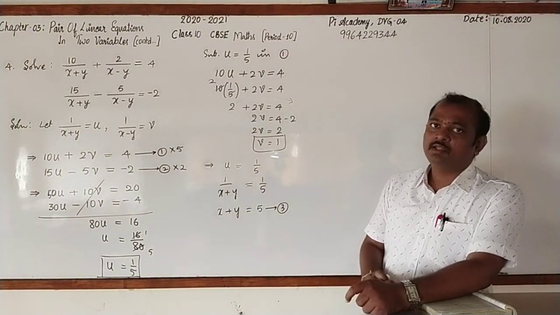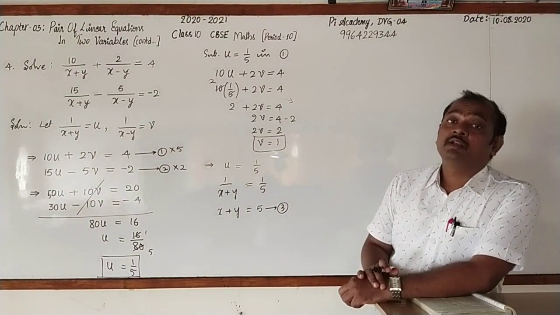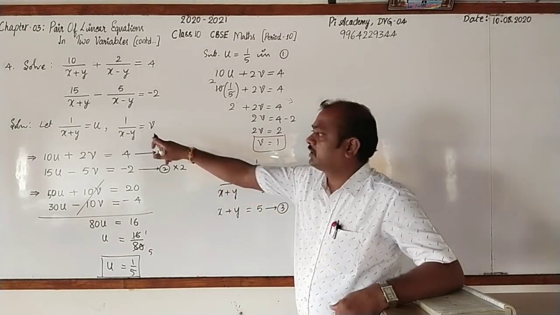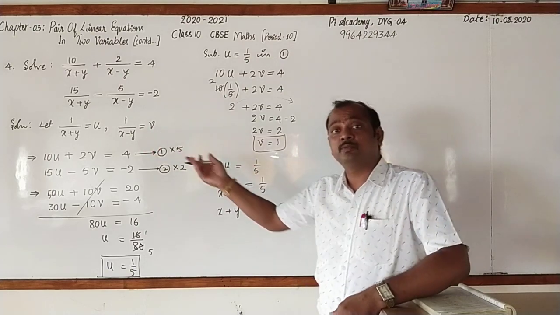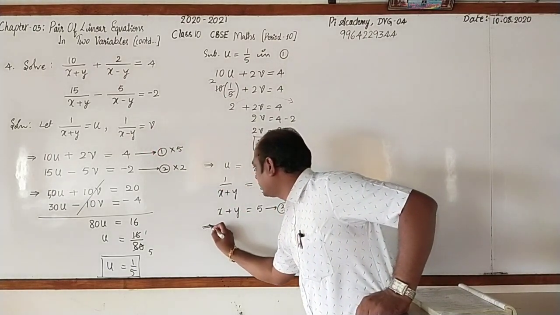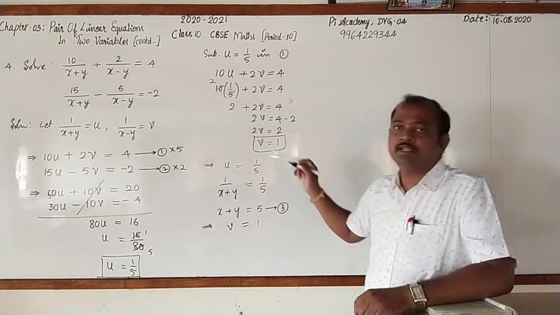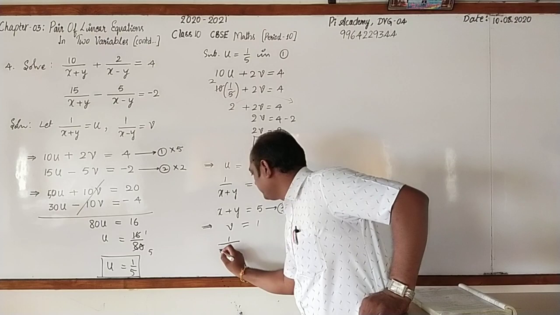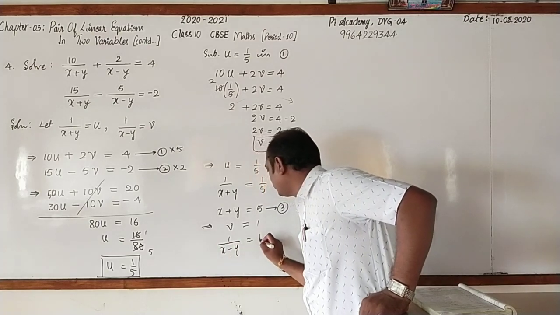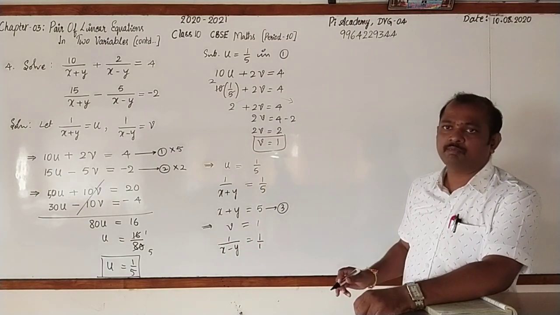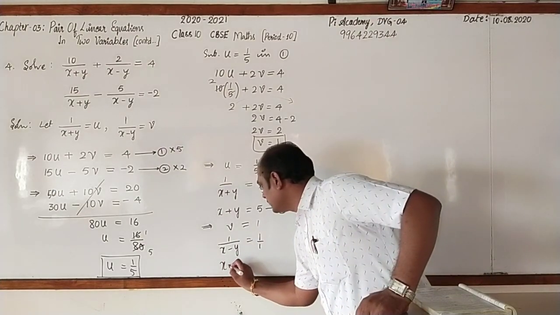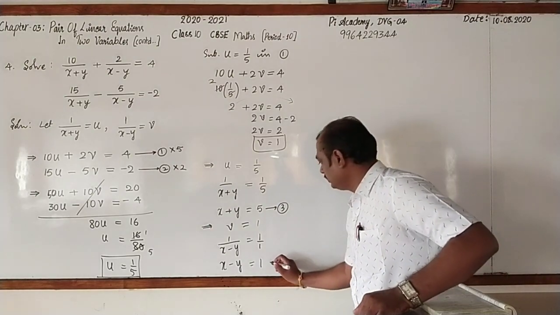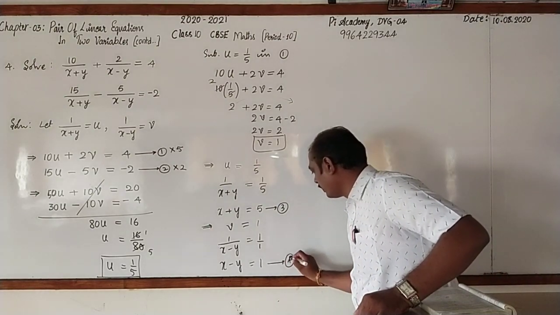Did you understand? Here we cannot find out x and y directly because each term u and v consists of both x and y. They are to be solved. Next I will go for taking v. What is v? This is 1. And v is 1 by x minus y, which is equal to 1. 1 can be written as 1 by 1. Cross multiply. This is x minus y is equal to 1. You may call this as equation 4.